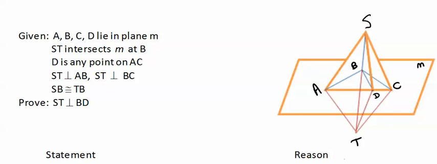Let's take a look at a proof. Given ABCD lie in plane M, and ST intersects plane M at point B, and D is any point on line AC, ST is perpendicular to AB, and ST is perpendicular to BC, SB is congruent to TB. And what we're trying to prove is that ST is perpendicular to BD.